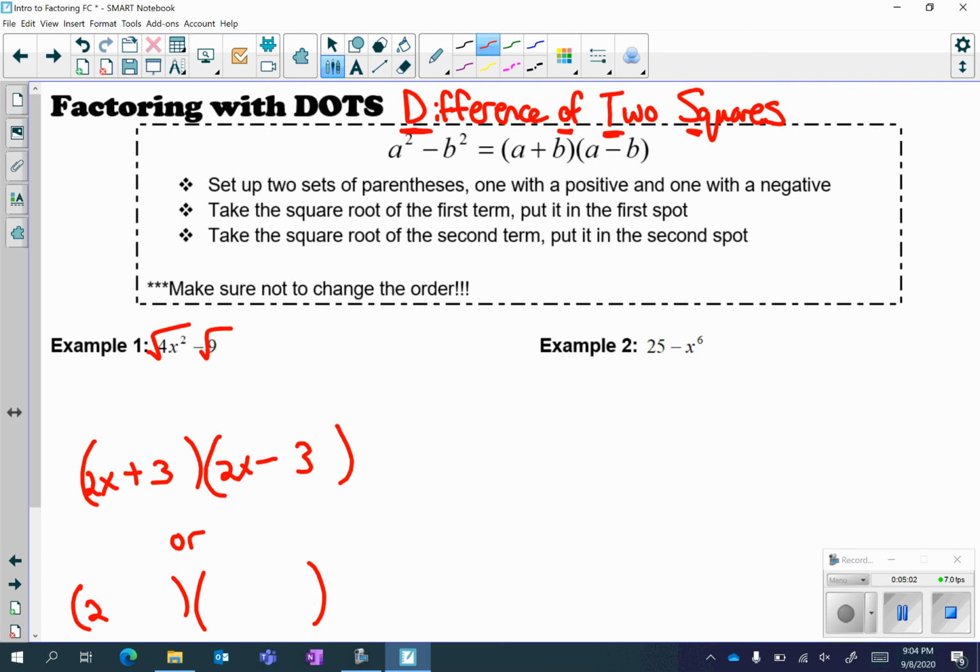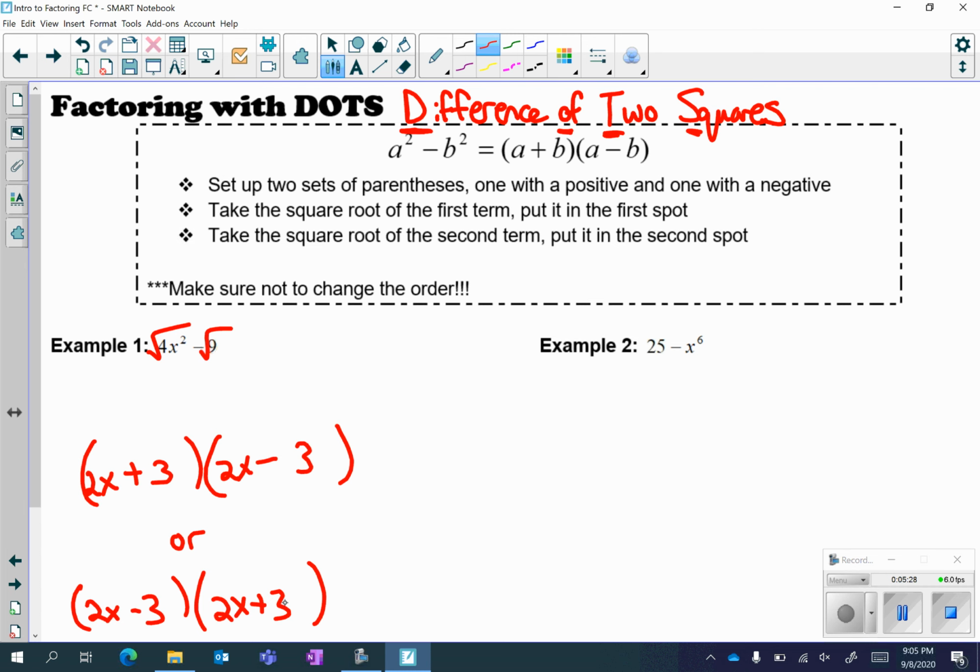You can write this as 2x minus 3 times 2x plus 3. So whether the plus comes first or last, I don't care. Same thing. Let's try another example. 25 is a perfect square. x to the 6th is actually also another perfect square. And we're taking the difference of them.